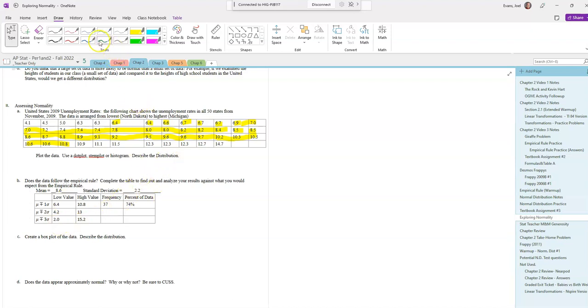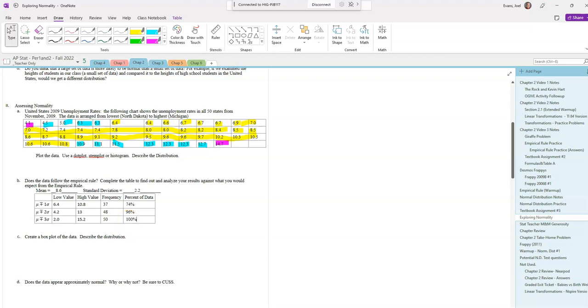Okay, then I'm going to do between 4.2 and 13. So I'm going to add on. So I had 37, 38, 39, 40, 41, 42, 43, 44, 45, 46, 47, 48. So that one's 48, which is 96%. And then the last one is between 2 and 15.2, and that's the other ones, 49, 50. So that's everybody. All right, so that's 50 out of 50, and that's 100%.